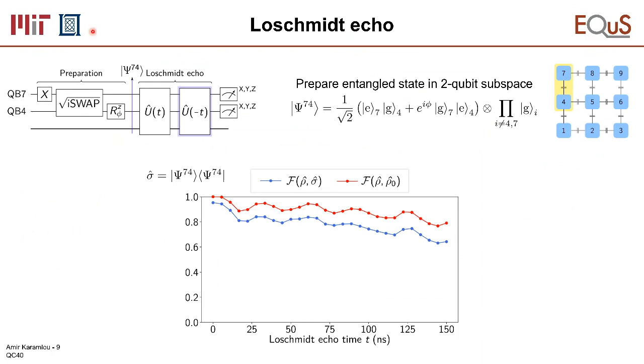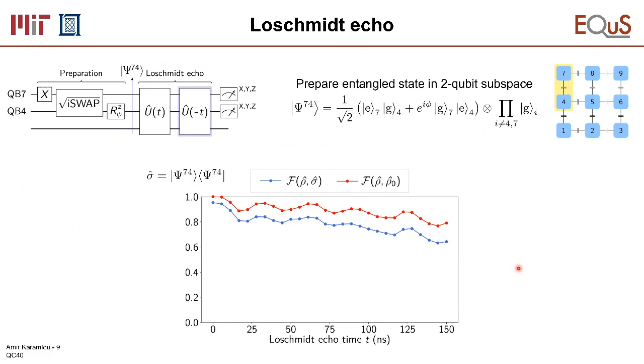At the end of the measurement sequence, we perform 2-qubit tomography to extract the density matrix of the system. Here I'm showing, with a blue line, the density matrix fidelity between the density matrix of the qubits at some time t and the ideal theoretical density matrix that we want. In the red line, I'm showing the fidelity of the density matrix of our system at time t with the density matrix that we measure at time zero. We see a slow decay in time, but overall, we manage to retrieve our state with high fidelity. The slow decay in time is due to the decoherence processes present in our system.